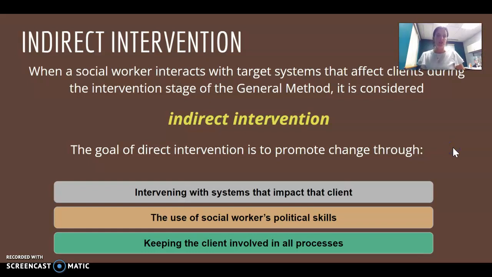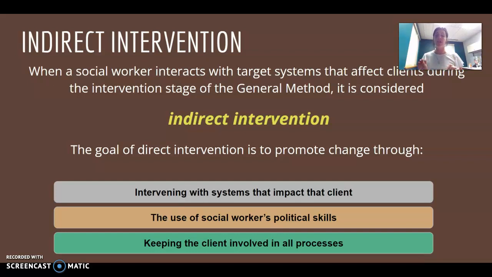So I'm going to start with indirect intervention because this tends to be more focused on the macro side of social work. It's not as specific with individuals. Individuals obviously can benefit from indirect interventions because it's often impacting the systems that influence their behavior, but you're not necessarily implementing this intervention directly to them.